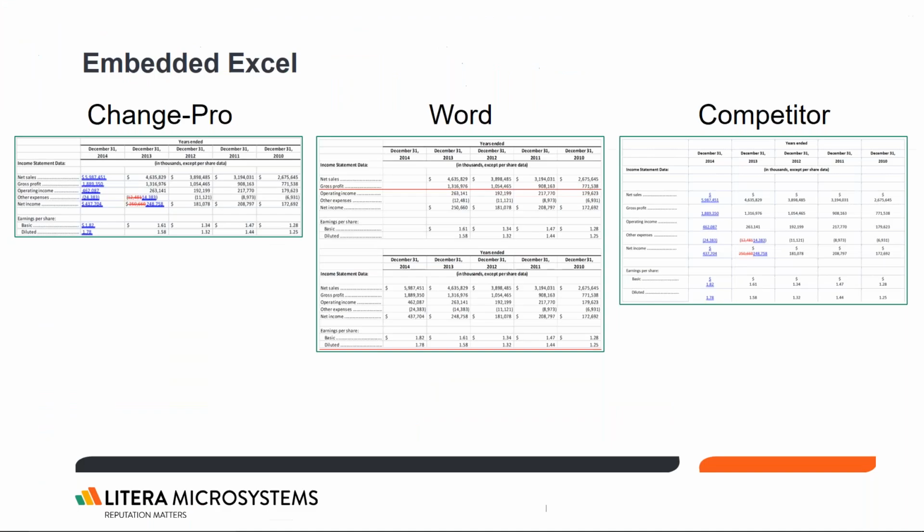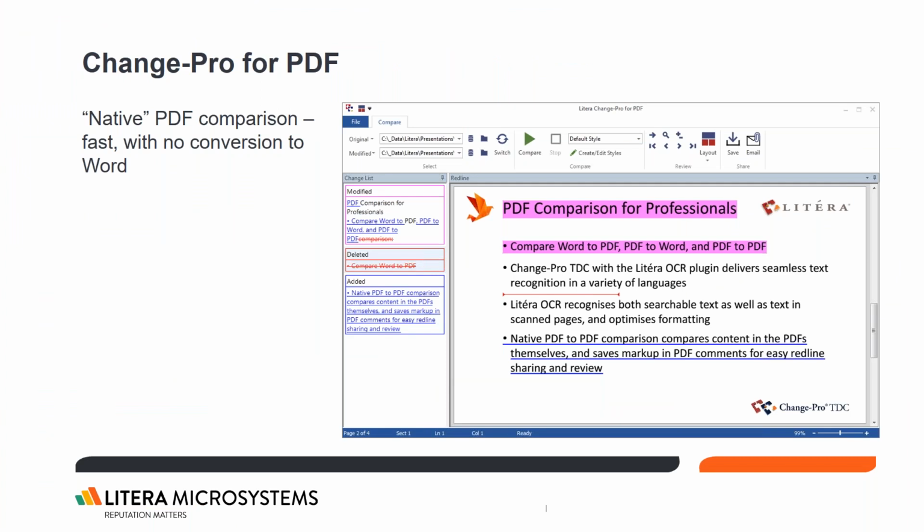So let's jump back now and talk about Change Pro for PDF. With Change Pro for PDF, it's a 3-tiered approach depending upon the document you're using and what you want to do. So you can do a simple compare, and all that's going to do is highlight only text related changes from a PDF to Word comparison. You can also do a standard compare, and that's going to add formatting to the compare as well. So that'll look for both text and formatting when you're comparing PDF to Word.